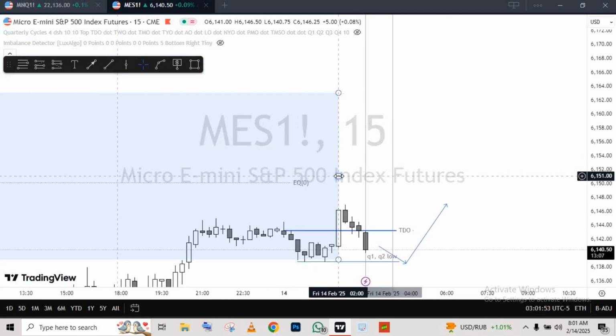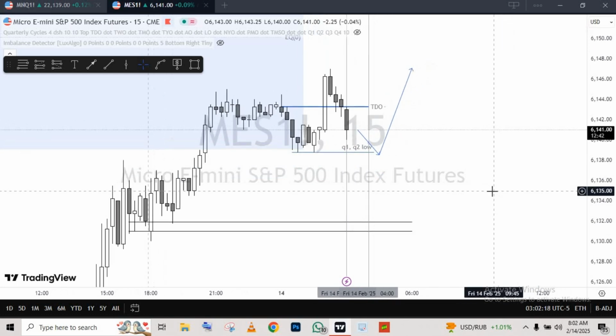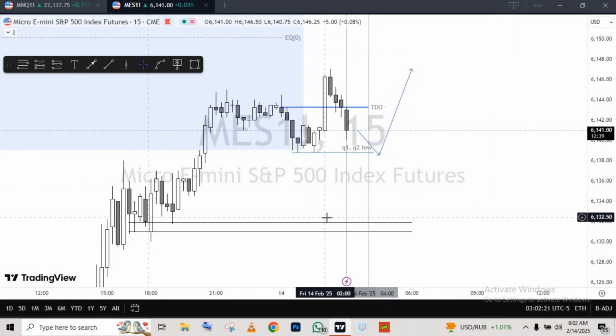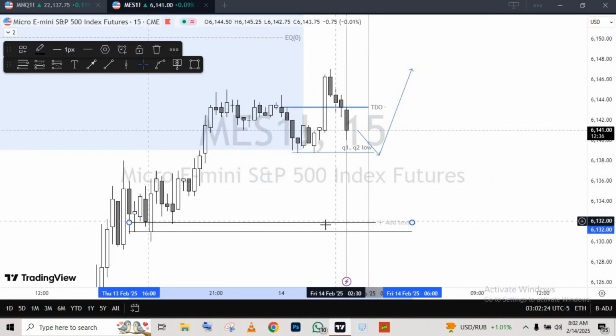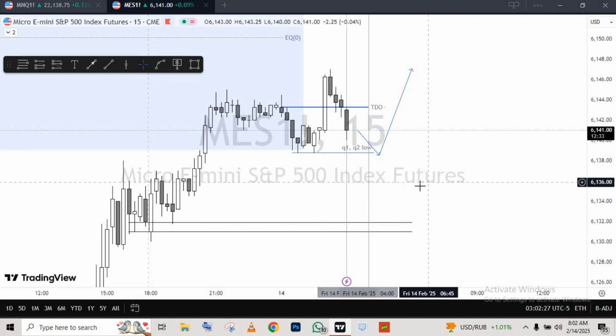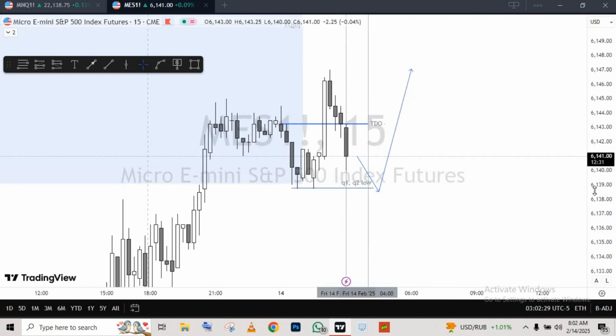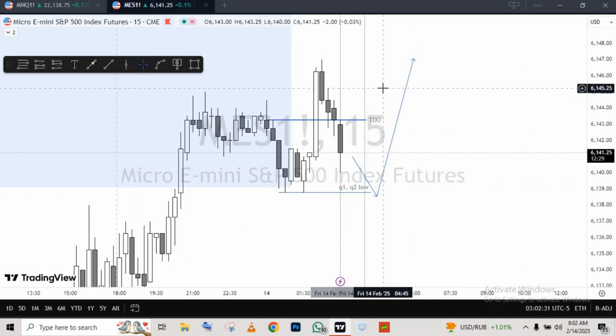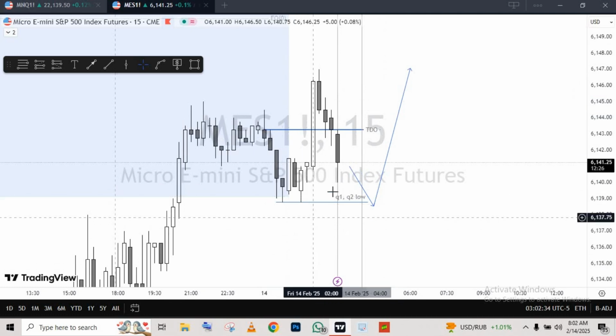Okay, so this is my whole target. What we see down here is the new day opening gap. This is the high of the gap and the low of the gap. So this is all that I have on my chart right now, annotated and simply waiting for a run on liquidity and then a buy from there.